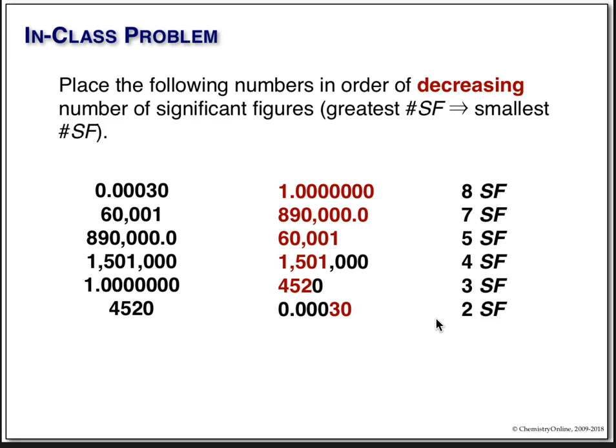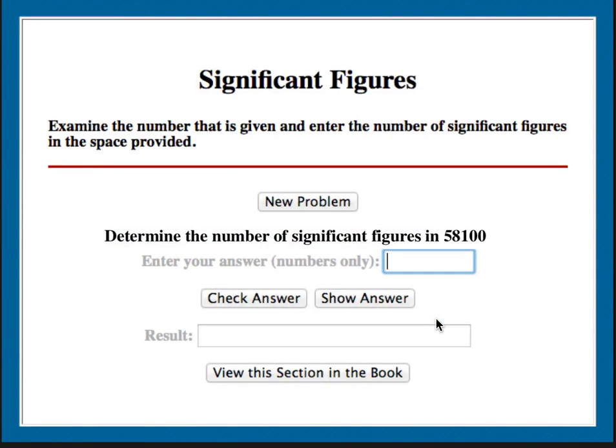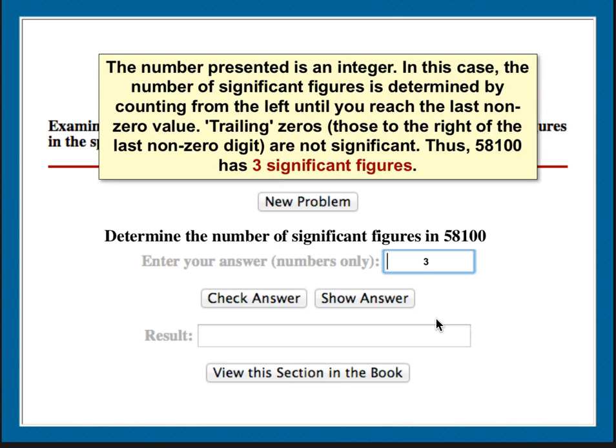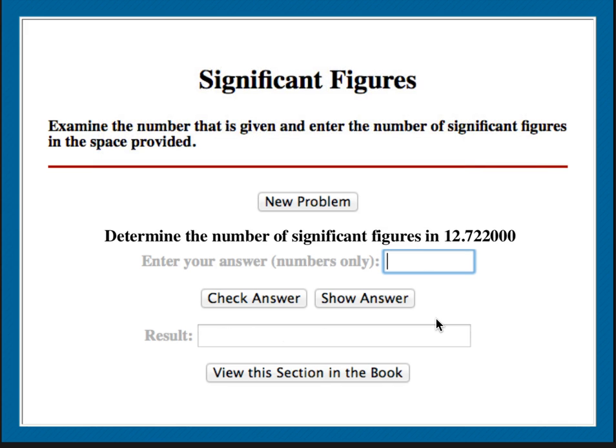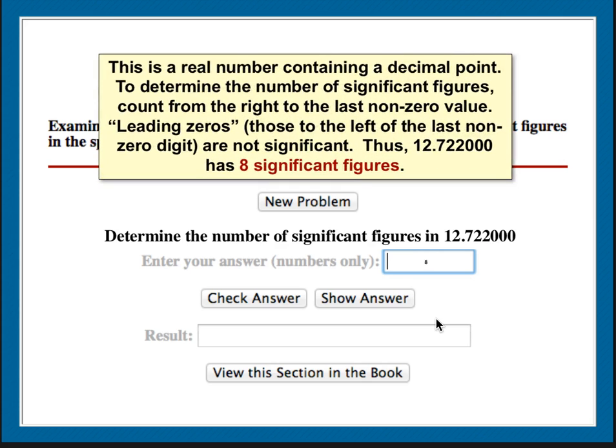Now, significant figures. This is everybody's favorite tutorial because it's simple. You look at the number and you tell me how many significant figures there are, and just type the number in. How many? What's the answer here? We have 3. No decimal, 3 digits. How about this guy? Yep, a lot. It's 8.